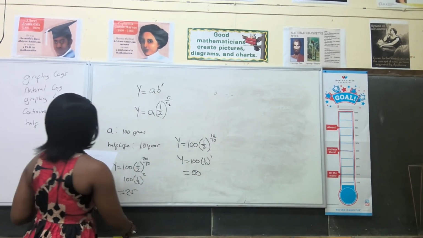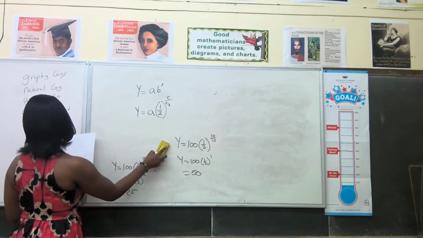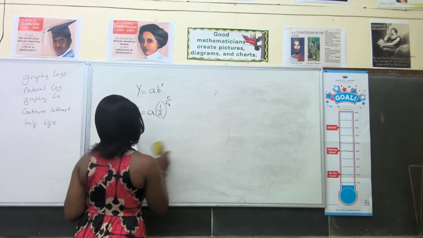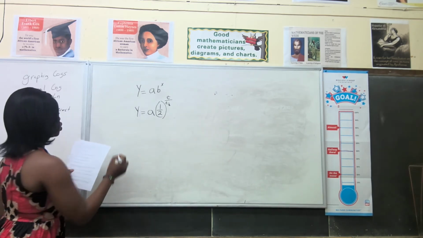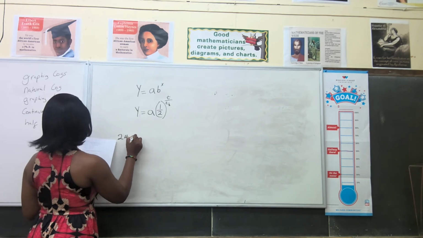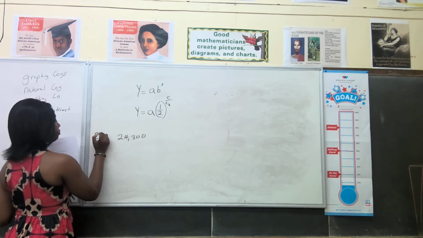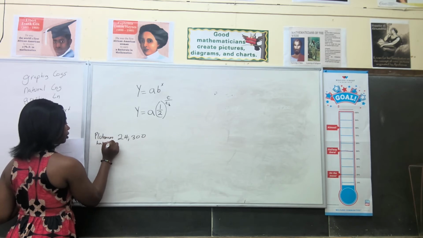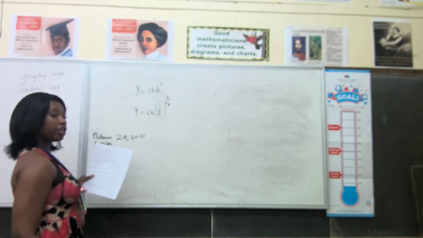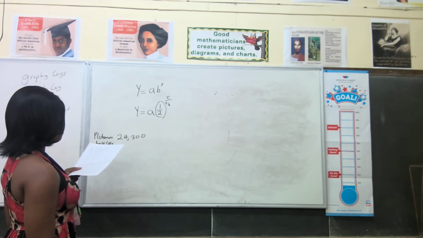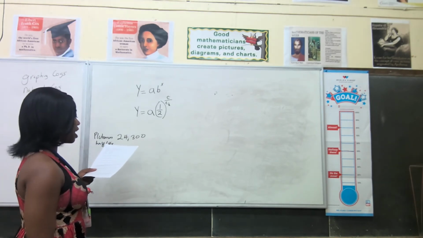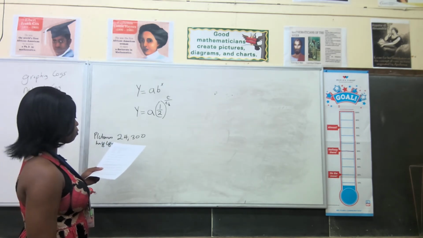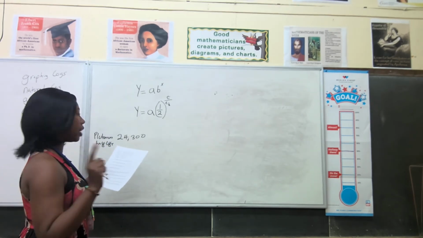Let's look at another one. So let's say, for example, the half-life of plutonium-236, so this is another place where you'll see half-life, is 24,300 years. So that's the half-life of plutonium. That means every 24,300 years, half of it is gone. If a nuclear bomb is released with 8 kilograms of this isotope, how many years will pass before the amount is reduced to 1 kg?